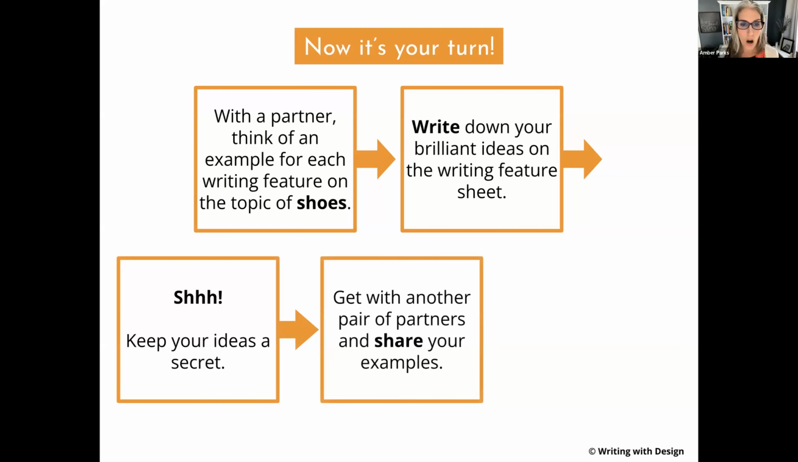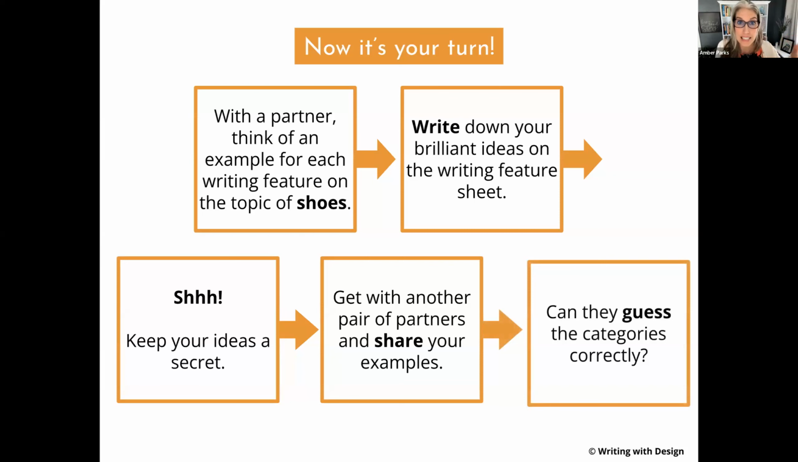But once all of the samples are written, then we want 2 groups to get together, and they're going to share their examples, but they're not going to say, okay, here's my fact about shoes. Okay, here's my comparison about shoes. You just want to read what you wrote and see if the other team can guess and identify what writing feature it is that you wrote. So we don't have any examples of this because this is something for you to write and to try out. If you get stuck on this, you're always welcome to message us and we'll help you with this part of the activity. But the goal here is that you write on a topic. In this case, we chose shoes.